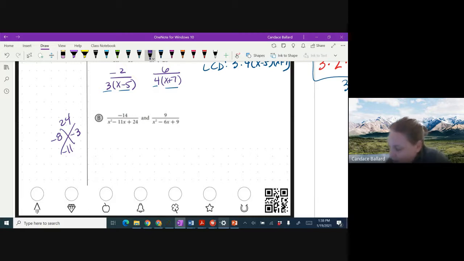Okay, perfect. So I'm going to write the -14 over x minus 8 times x minus 3. Did you already do the next one? Are you ready for it? All right, I need two numbers that multiply to 9 and add to -6. What are they?